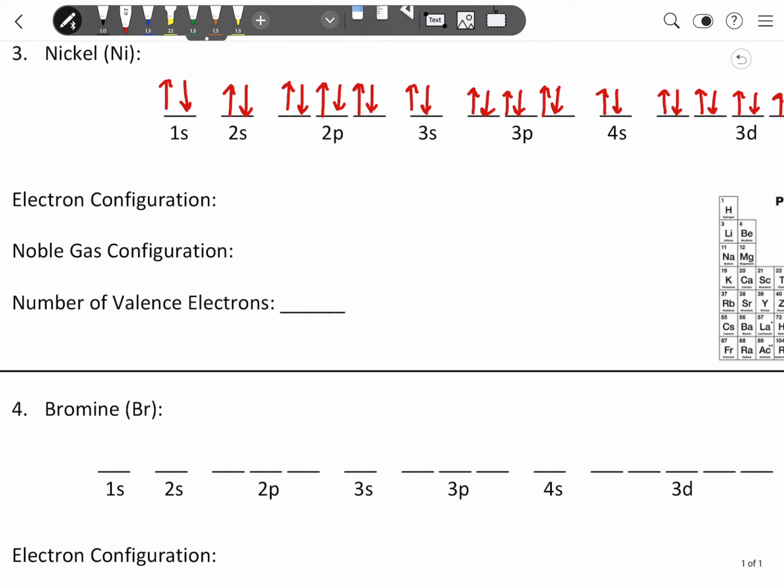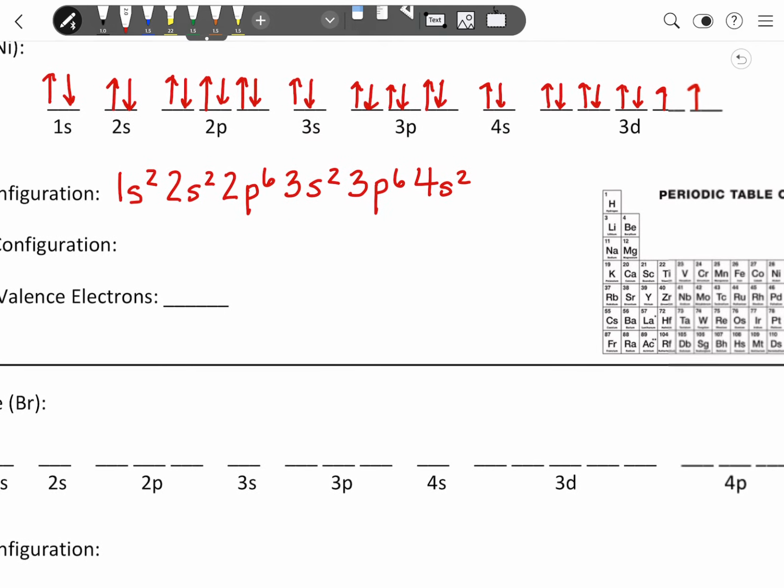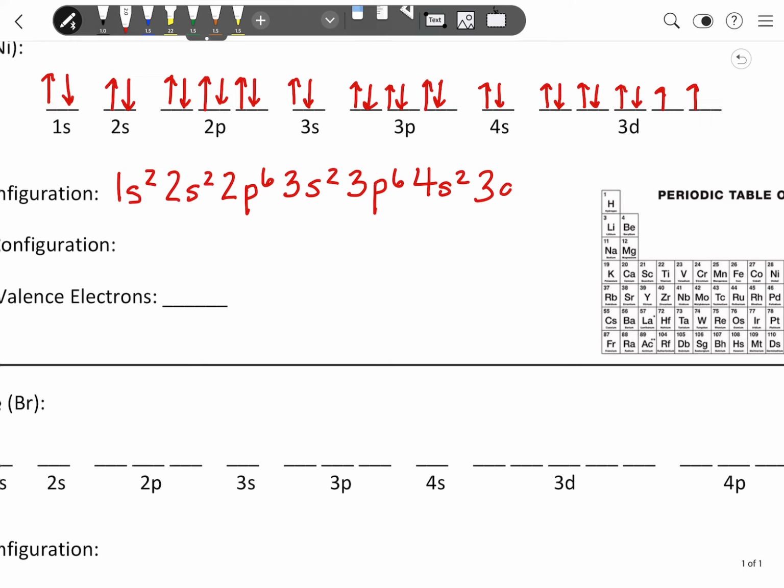Okay, so electron configuration. I'm starting at home again. This is going to be pretty long. I'm starting at 1s. That has 2. I'm moving down to 2s. That has 2. I'm crossing over to 2p. That's full, so it has 6. Now I'm going down the street to 3. So 3s has 2. 3p has 6. 4s has 2. And then how many does 3d have? 8. So I do 3d and then 8.